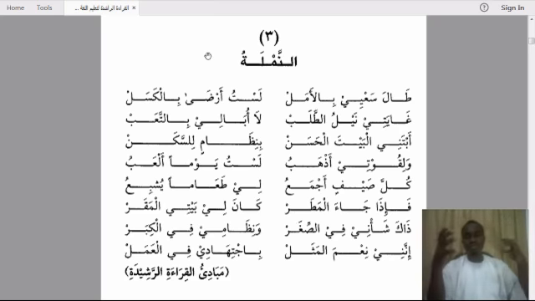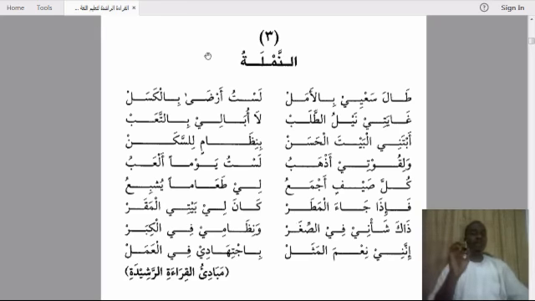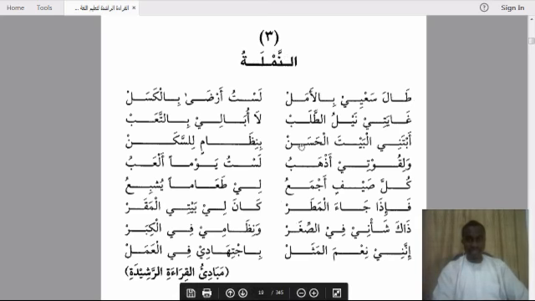Unwan alone means address. Unwan has a lot of meanings, title and order. So if we say Unwan Baiti, it means my house address. We say Unwan al-Qasida, the title of the poem. So we have the title, and then we have the poem. You can see it's divided into two here, but it's actually one line, one sentence, one idea that is broken into two parts.